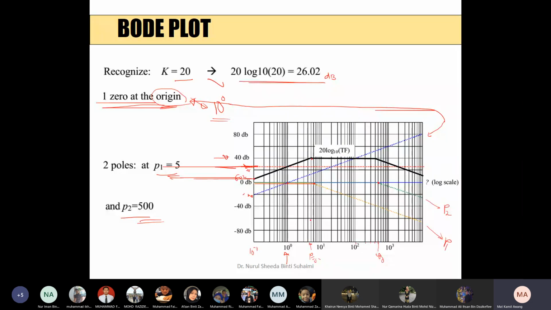It's an active filter, actually, because the gain is greater than 0 dB. Okay. Alright, so this is actually a band pass filter. So this is how you draw the Bode plot.